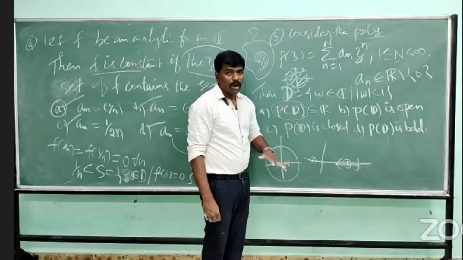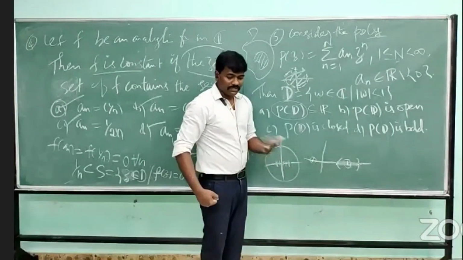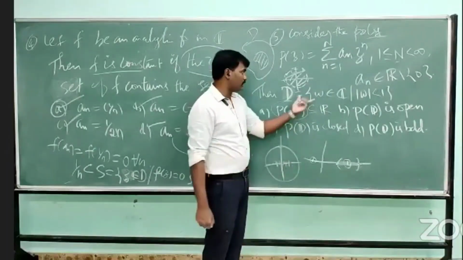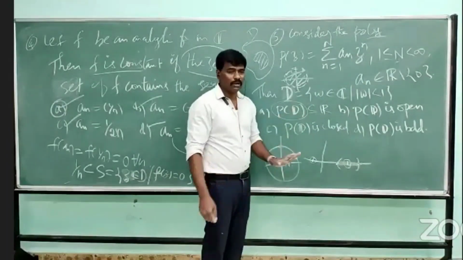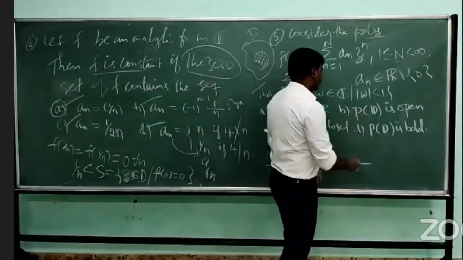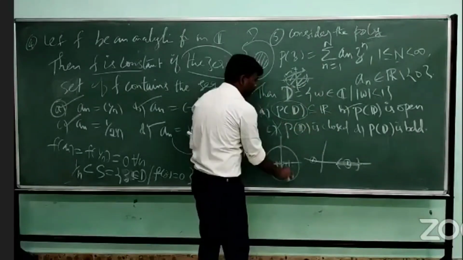What we know: if f is an analytic function on the entire plane, it carries open sets to open sets. This is a given open set, so the image should be open. That's all. This is not open, so this option is not true. F of D is open is true. F of D is closed: once open is correct, closed is false.